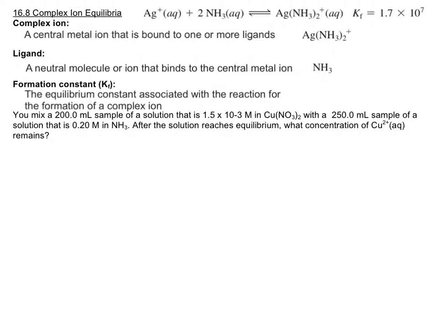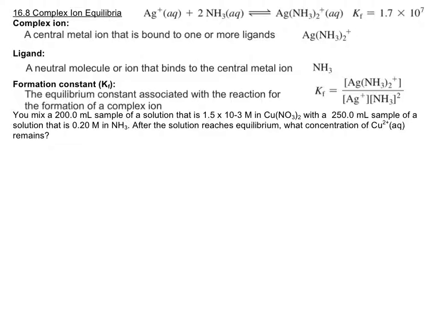If we wanted to write out that value mathematically, Kf is equal to the concentration of the complex ion, because that's our product, divided by the concentration of the metal ion times the concentration of the ligand. In this case, we had two of them, so it's the ligand squared. Now let's do an example of this. This is a fairly complicated example, but I wanted to take you through one that would have all of the steps that you might potentially need to do.